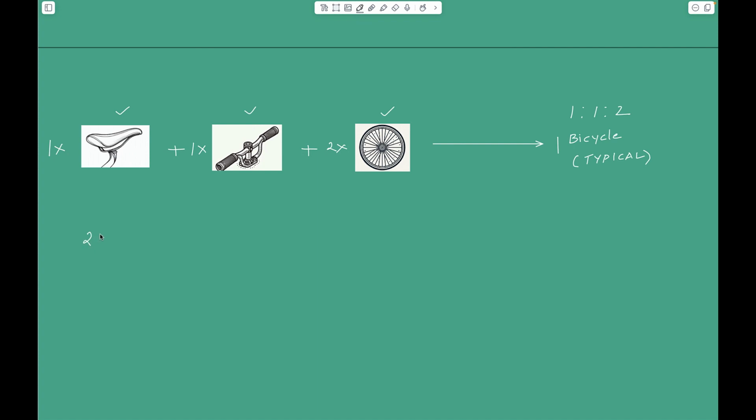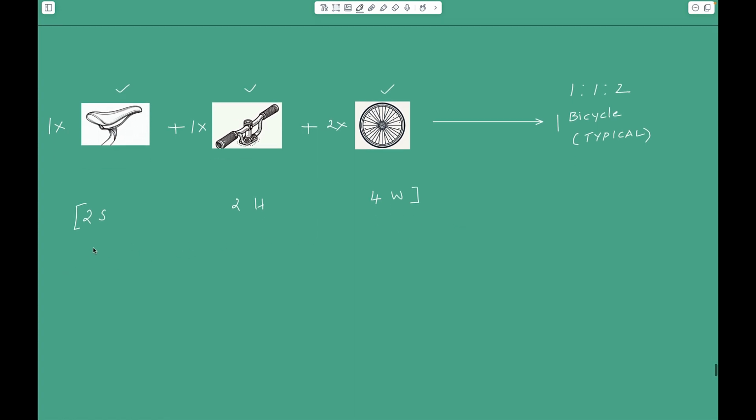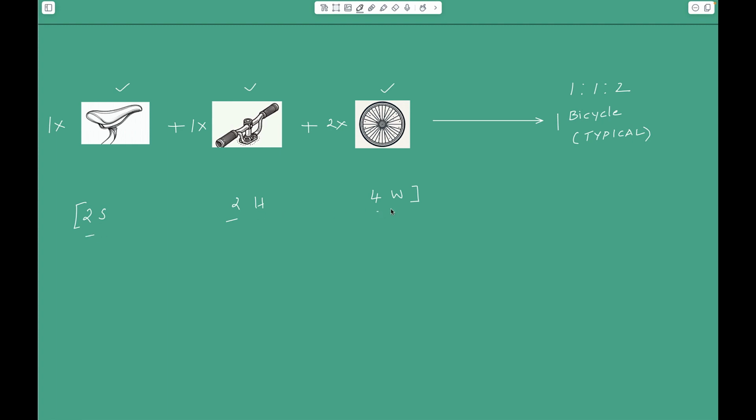Now, if I have two saddles, two handlebars and four wheels, how many bicycles can I assemble using these components? By looking at these quantities, the first thing I understand is that they are in the ratio of 2 to 2 to 4. If you divide each of these terms by 2, then the ratio becomes 1 to 1 to 2, same as the ratio in which these components are present in a bicycle. So, here I have the components in the correct proportion.